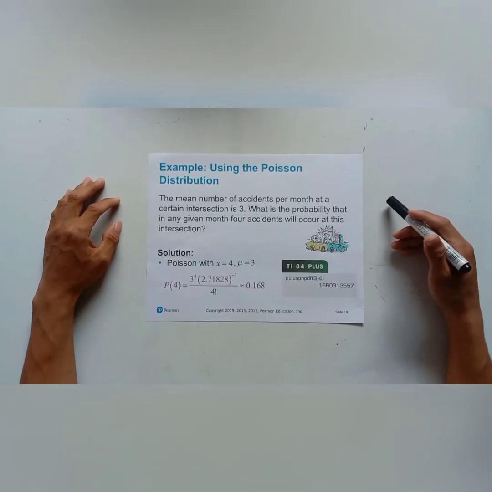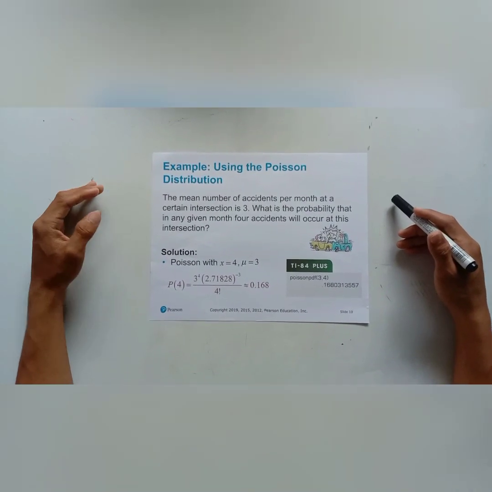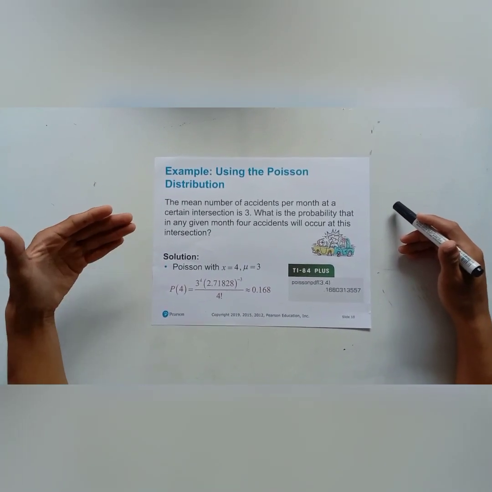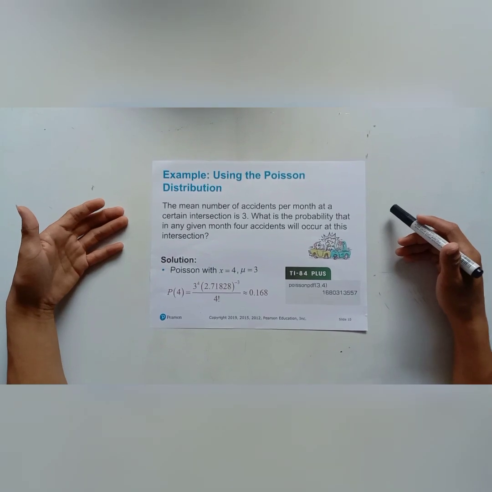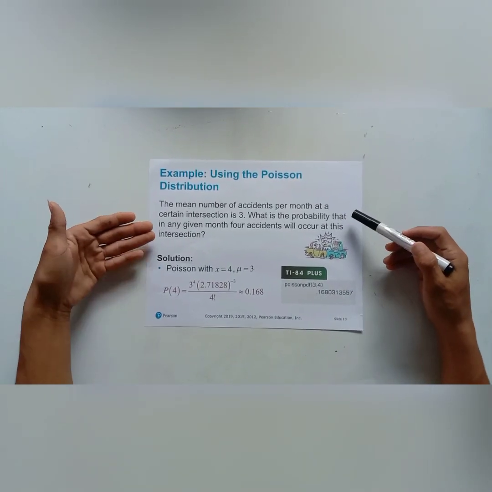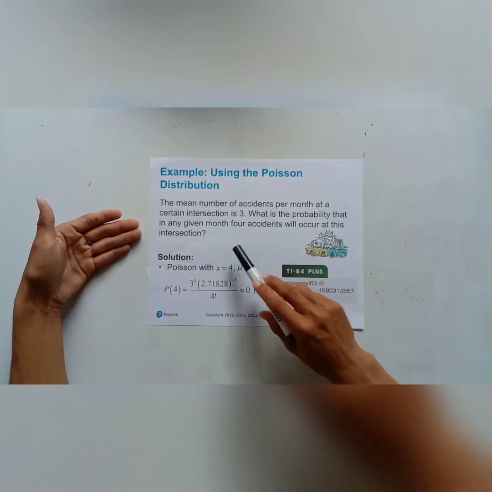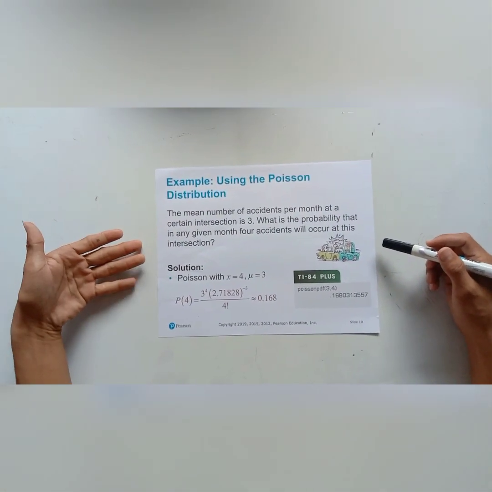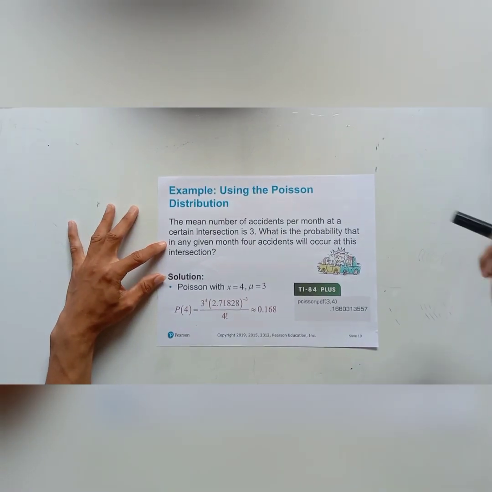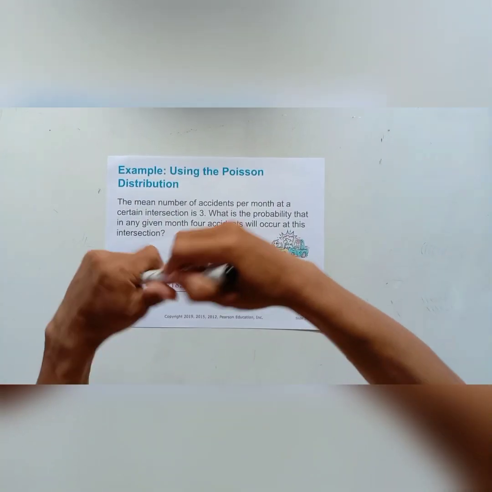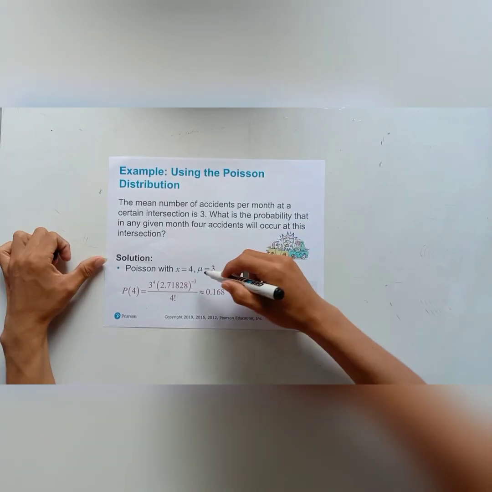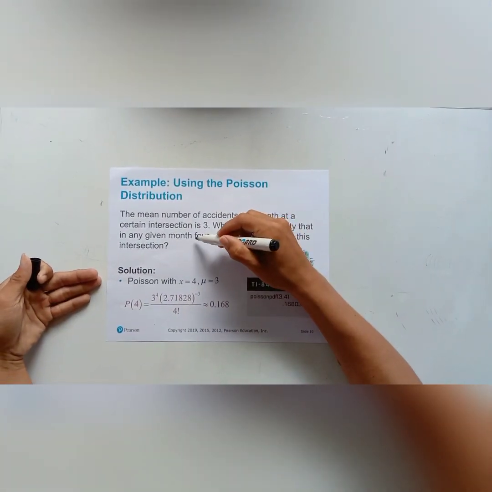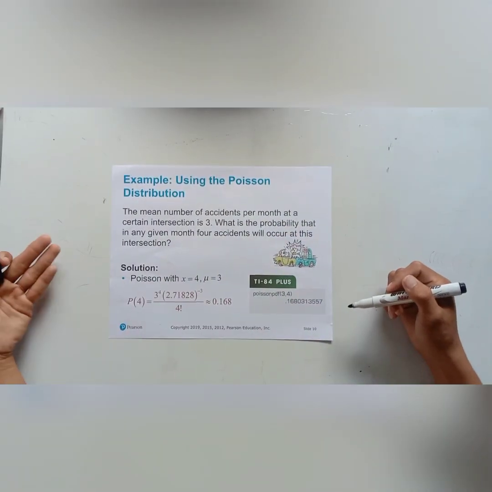I will give you an example. The problem goes like this. The mean number of accidents per month at a certain intersection is 3. What is the probability that in any given month 4 accidents will occur at this intersection? So it is clear that our mean here is 3, which is represented as mu, and our X here is 4, since 4 accidents will occur at this intersection.